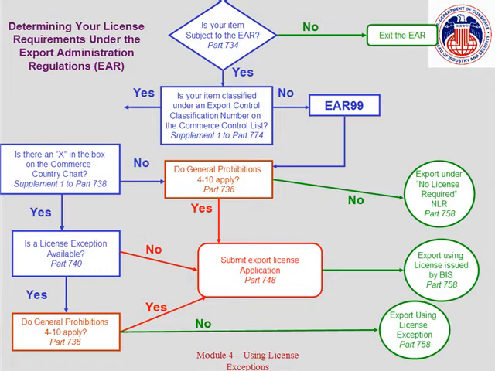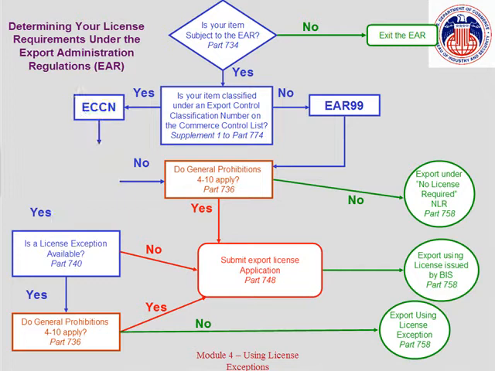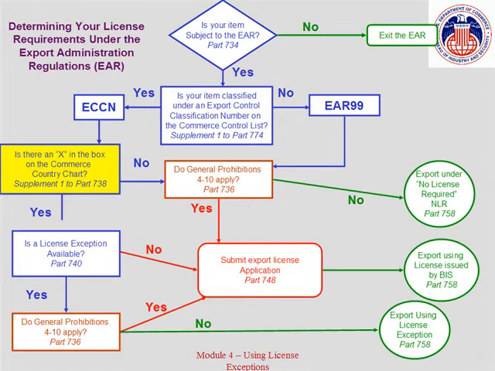Looking at the flow chart, and generally speaking, if your item has an export control classification number, and there's an X in the box for the reason for control for your item to its destination, you would next determine if a license exception is available for your transaction.